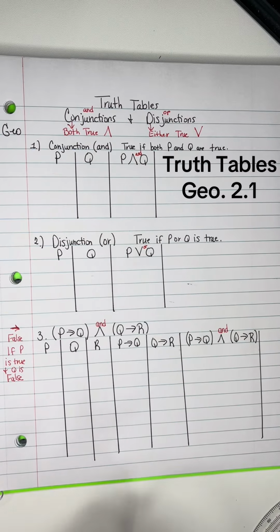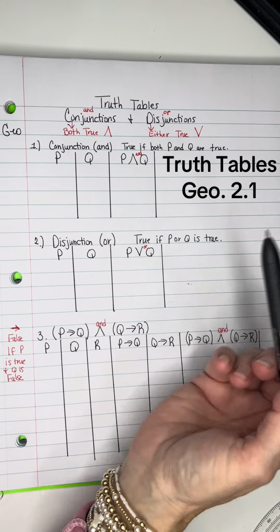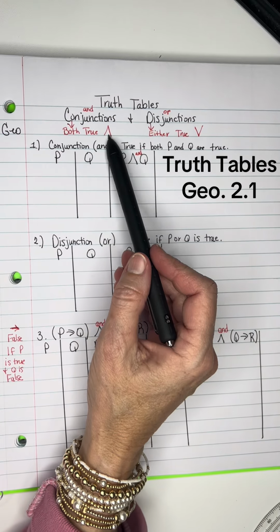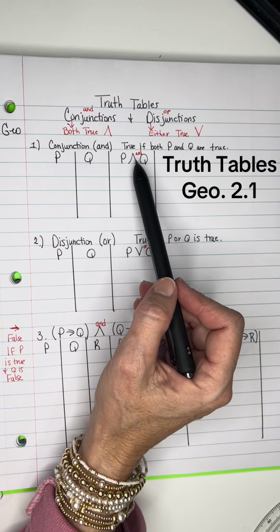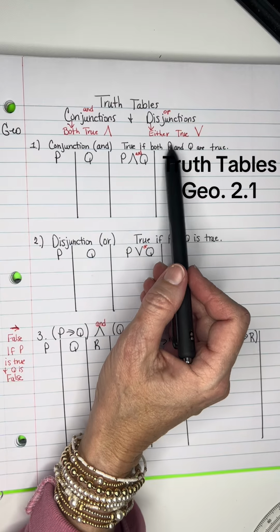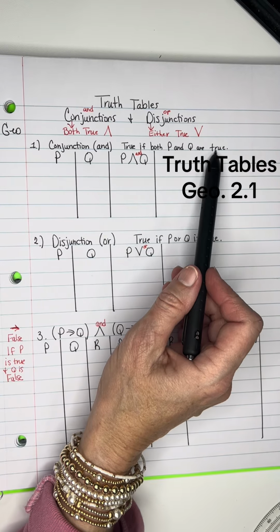All right, to do truth tables with conjunctions and disjunctions. The conjunction symbol looks like this, and it means "and." If it's asking you for a conjunction, you see this "and," both the P and the Q, the hypothesis and conclusion, have to be true.